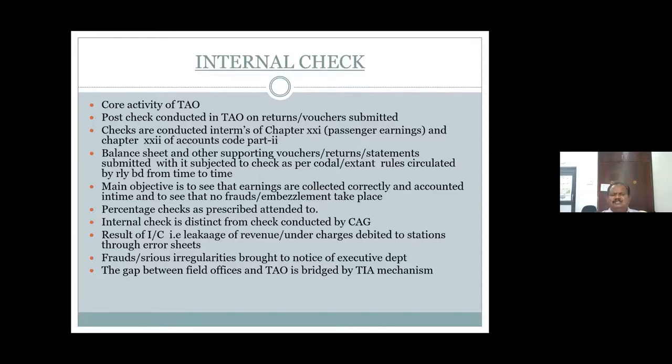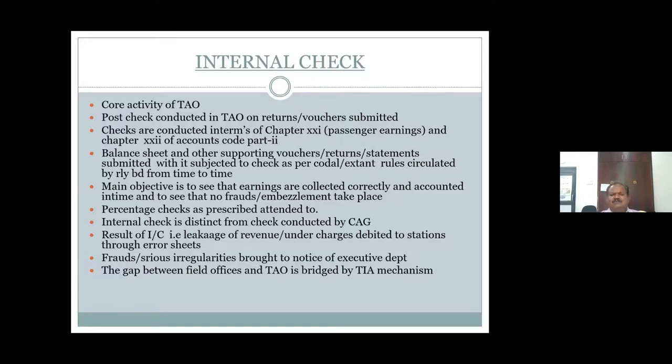Frauds and irregularities are possible, as a huge amount is involved. Lakhs of gross transactions are taking place. There is every possibility of leakage of revenue through frauds and serious irregularities taking place at the various fare originating points. So, internal checks must keep in mind all these aspects of fraud and be conducted in such a manner that they should not happen, or at least we can minimize them to the maximum extent.